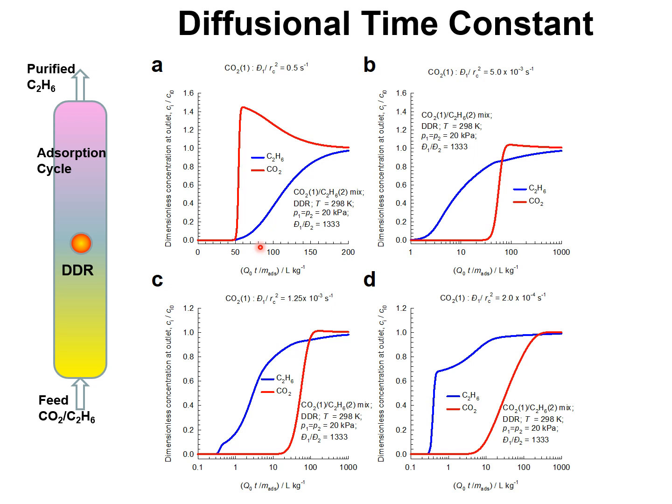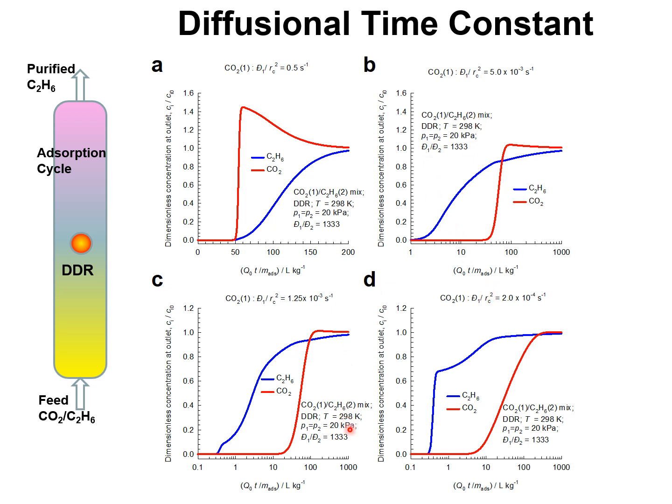to result in selectivity reversals. In the scenarios considered in B, C, and D, the diffusional time constants are progressively lower, and that results in the breakthroughs of ethane at earlier times than the breakthrough of CO2, and therefore purified ethane can be recovered in the adsorption cycle.